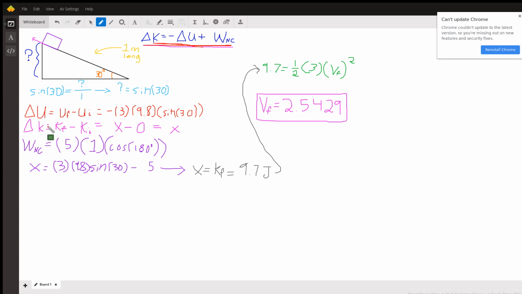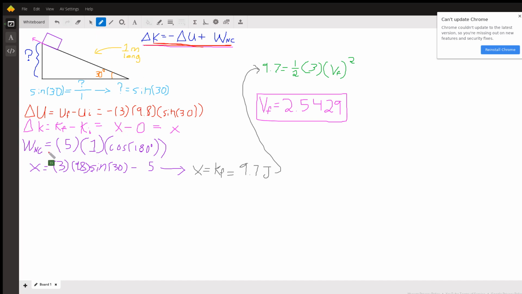Now, moving on to K, we know that at the beginning the box is at rest, and we're trying to find the final kinetic energy, so we can use that to find the final velocity. So we'll just say that X represents our unknown final kinetic energy, and 0 is our initial kinetic energy because the box is at rest, and kinetic energy is energy from motion, and it doesn't have any energy from motion.